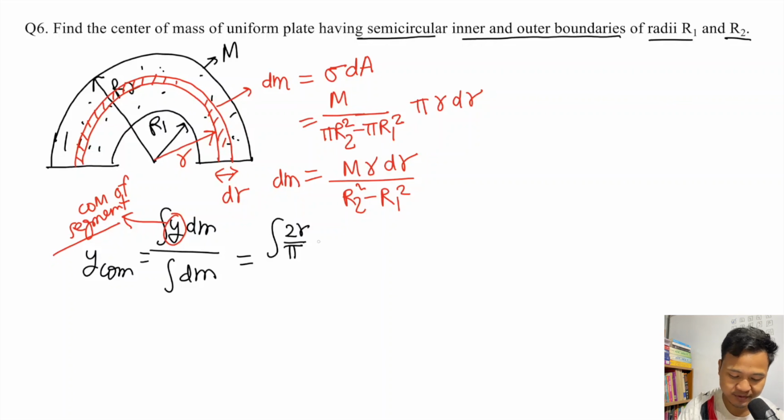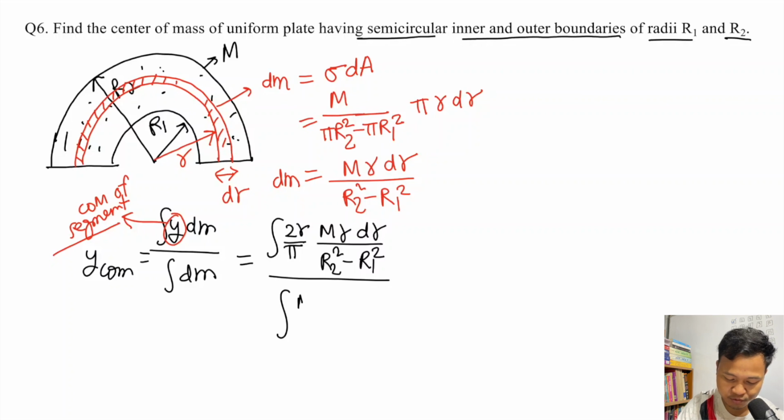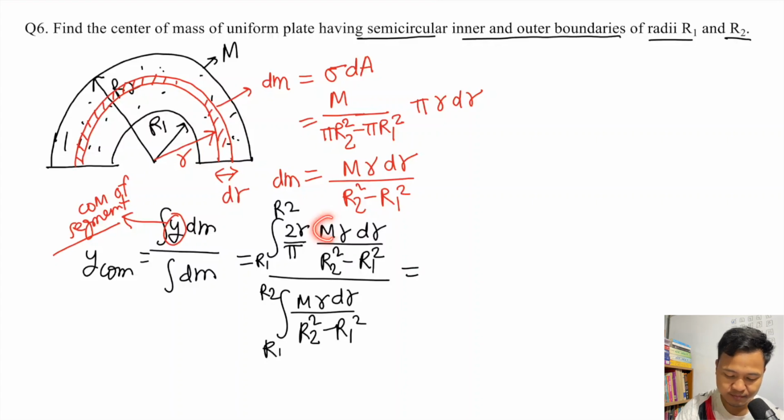That is y. So dm is m into r dr divided by r2 square minus r1 square, divided by integral dm. dm is m into r dr divided by r2 square minus r1 square. We have to integrate from r1 to r2, limits r1 to r2. The m gets cancelled out.